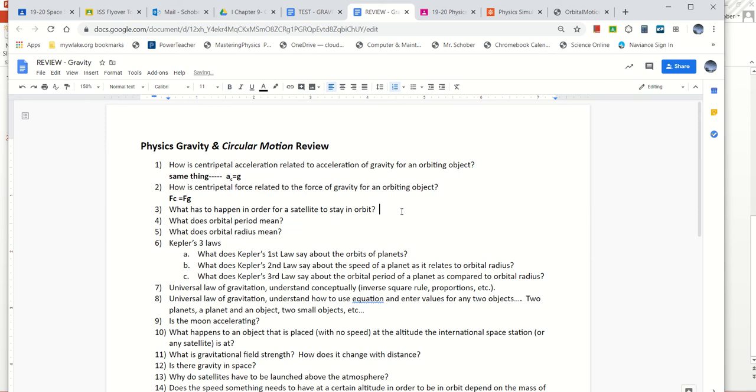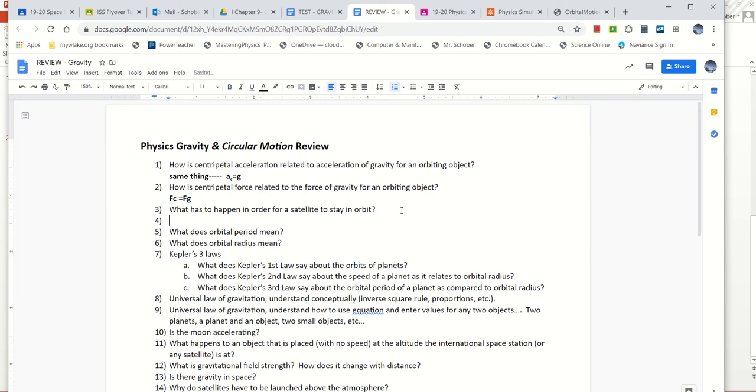Number 3, what has to happen in order for a satellite to orbit? On some type of assessment, I would give you this question worded a little bit better. But basically, you can't just take an object up into space and it just magically orbits. It has to be given a really high tangential speed. If this were astronomy class, I might say really fast sideways speed, a speed that is directed parallel to the surface of the Earth.